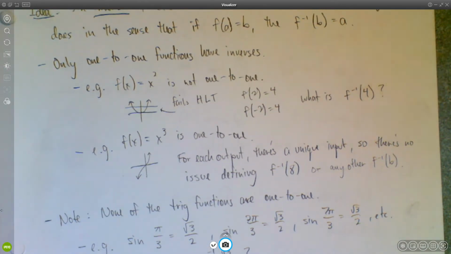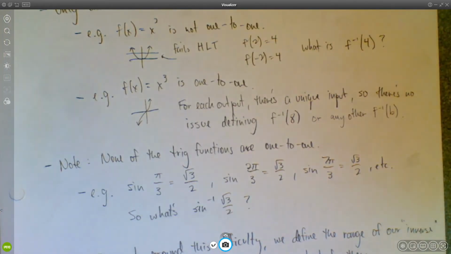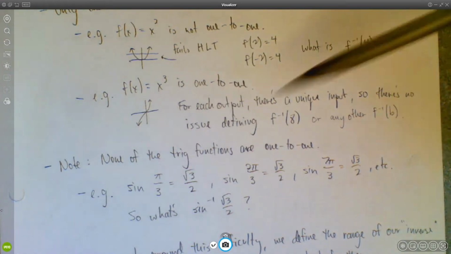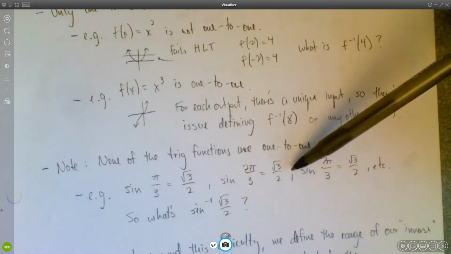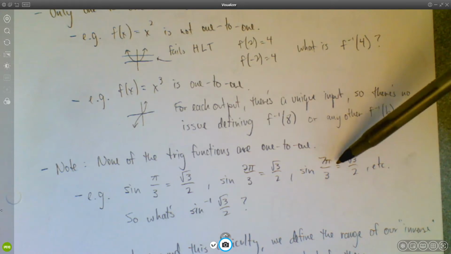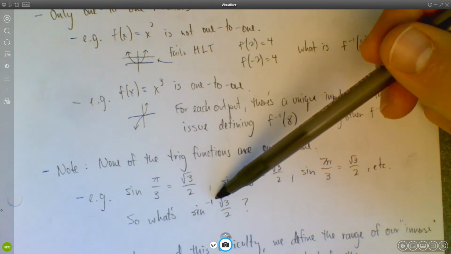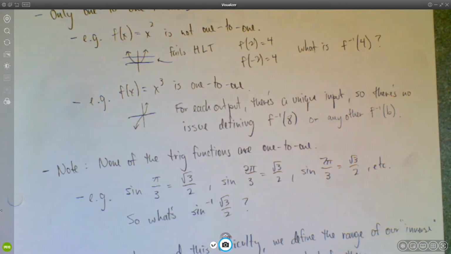Okay, so what does this have to do with the inverse trig functions? Well, you may recall from the graphs of the trig functions that we looked at that not a single one of them is one-to-one. None of the trig functions are one-to-one. One way that you can see that is, for example, sine of pi over 3 is root 3 over 2, but so is sine of 2 pi over 3. That's also root 3 over 2. And sine of 7 pi over 3 would also be root 3 over 2, and so on and so forth. In fact, there's infinitely many angles such that sine of that angle is equal to root 3 over 2. So if you're asking yourself, what is sine inverse of root 3 over 2? You'd have infinitely many possibilities.